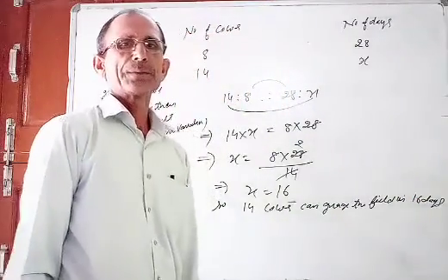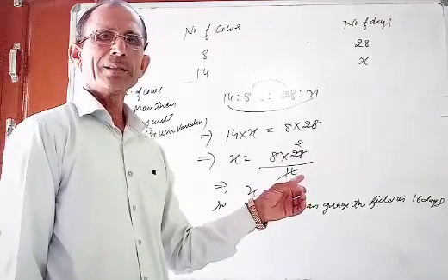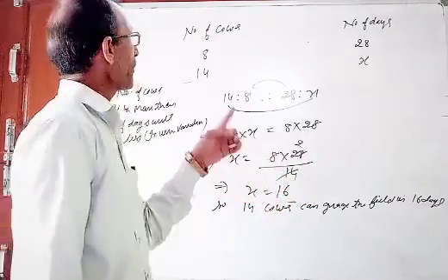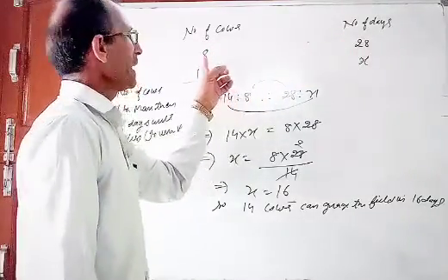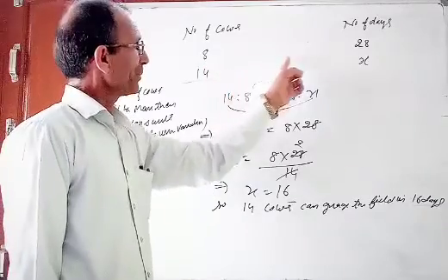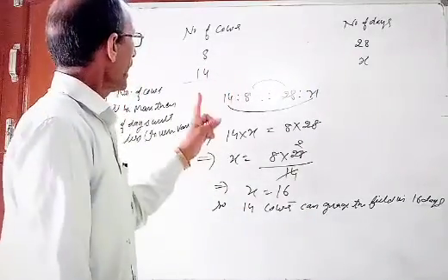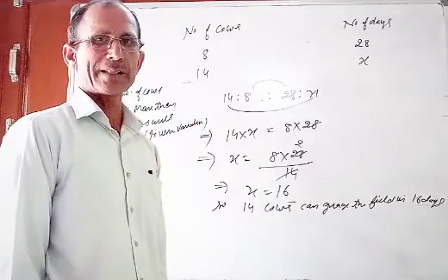This is the answer. Have you understood? Any doubt, any confusion? So once again I am repeating. Number of cows, number of days. How many cows? 8 cows. 8 cows can graze the field in 28 days. So we have to find in how many days 14 cows can graze the field.